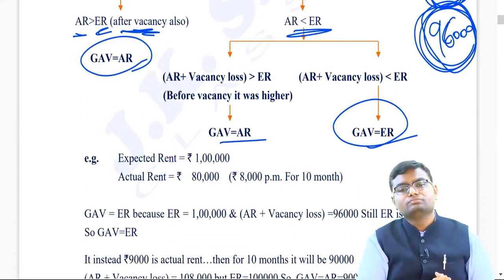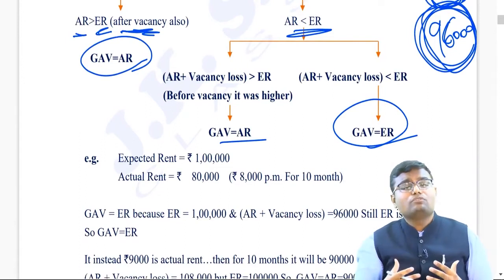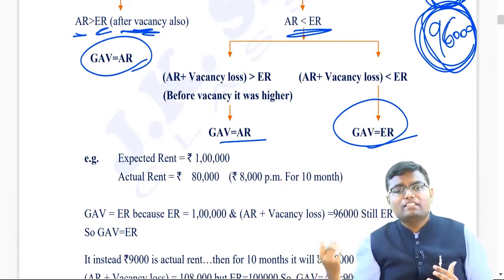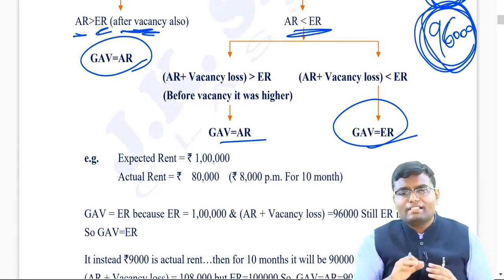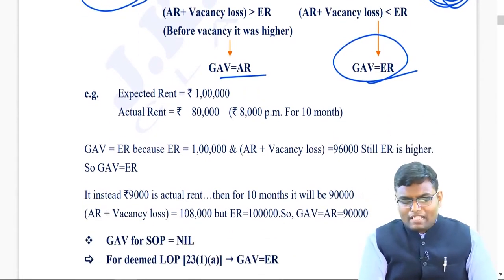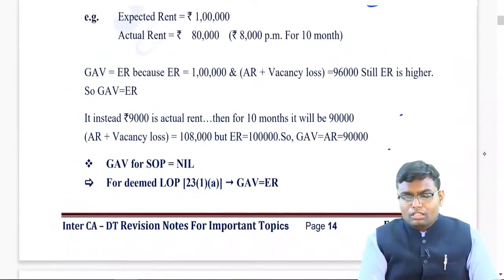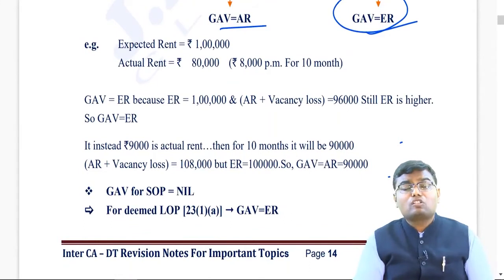Simple. So here you have to assume what would have been the rent if there would have been no vacancy, to check what at that time, what at now. Both examples I have given over here also. Now whatever we have learned up to now, that was gross annual value for let out property because actual rent was connected somewhere.